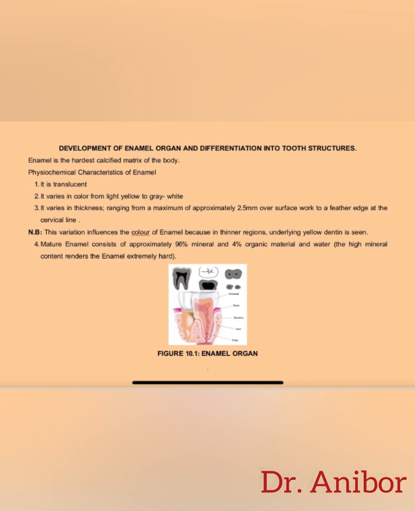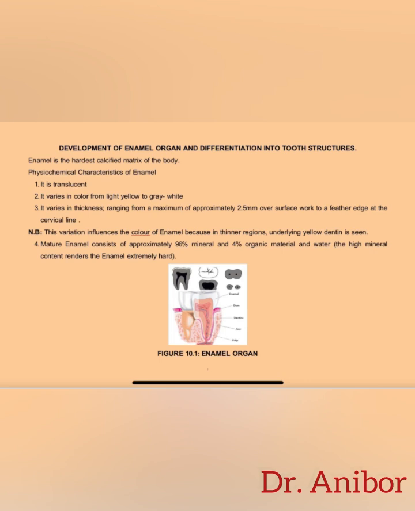You need to remember that the enamel is the hardest calcified matrix tissue of the body. You need to remember the physiochemical characteristics of the enamel. The enamel is translucent. The enamel varies in color from light yellow to gray white. The enamel also varies in thickness, ranging from a maximum of approximately 2.5 mm over the surface to the further edge at the cervical line.